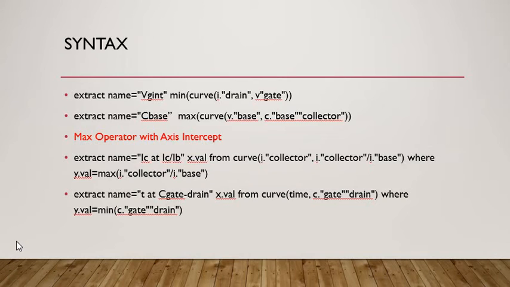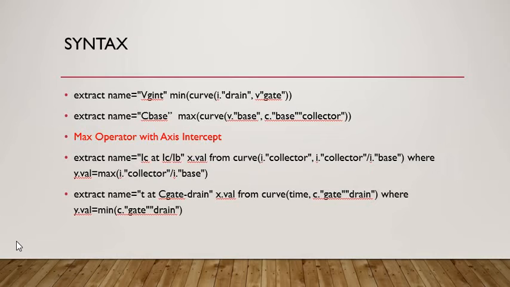Okay, similarly, as I told you, for C capacitance, you got to know that capacitance is between the two, base and collector, so you have to write that. Okay, so max operator with x-intercept: most of the time you need an intercept.